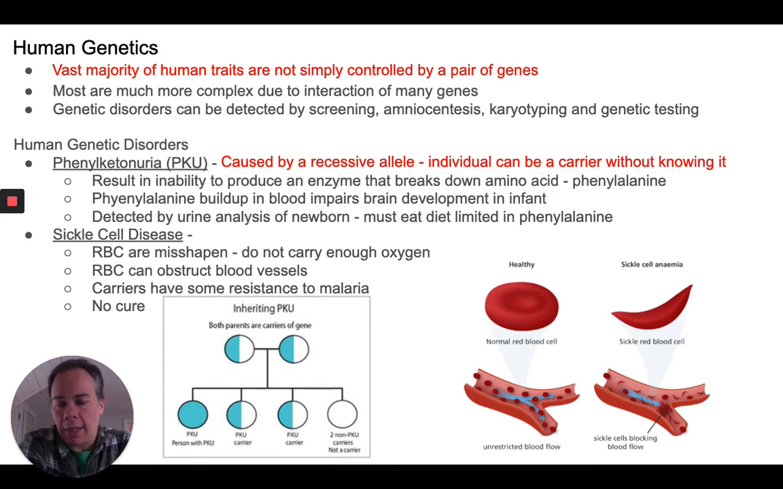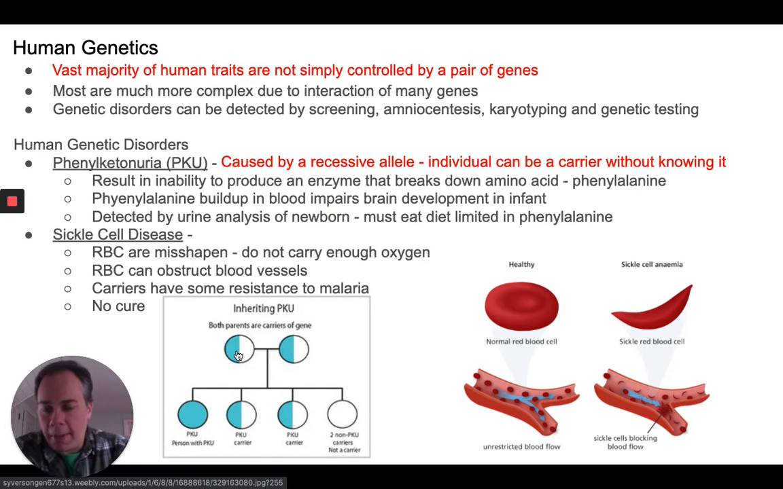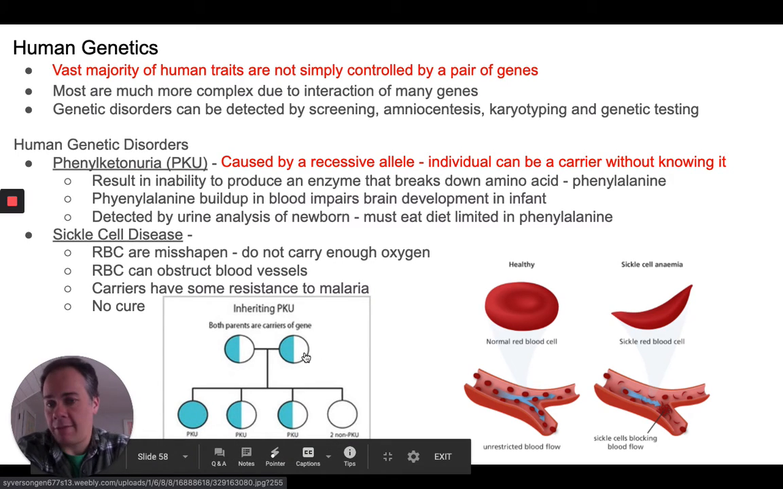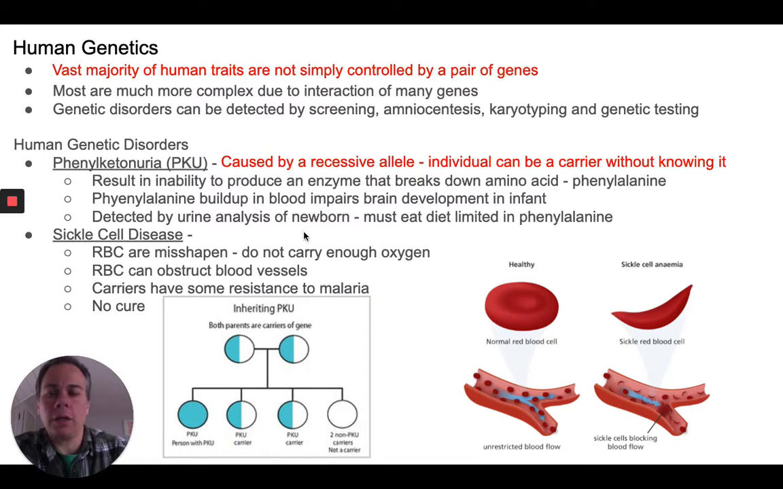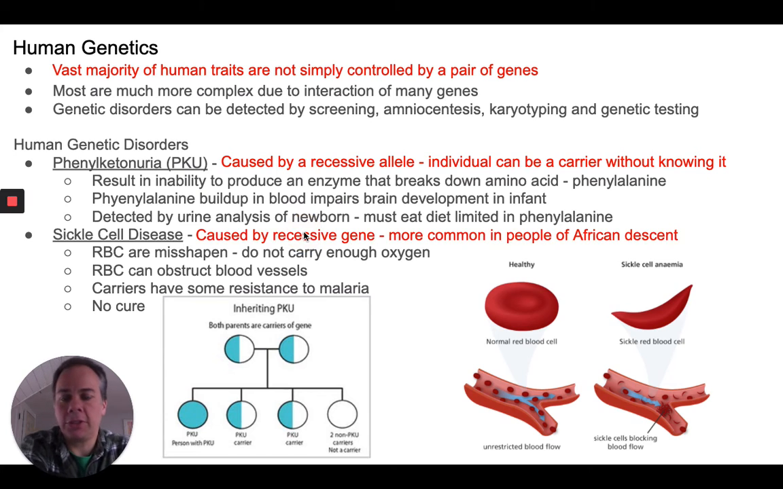And so, again, this is a genetic disease where we can look at the pattern of inheritance. If the parents are both carriers, as we see in this pedigree, then they will have a 25% chance of having a child that has it, because there's a 25% chance of the offspring being homozygous recessive. Another genetic disorder is sickle cell disease. Sickle cell disease is again caused by a recessive gene, and it is a disease that's much more common in people of African descent.